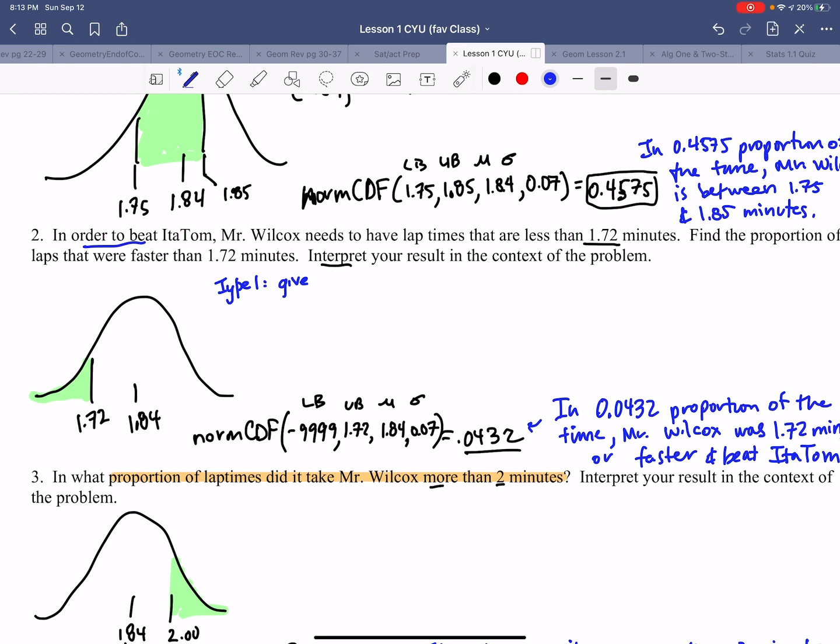They give me the value, right? The value they gave me was 1.72, and I need to come up with a percent or a proportion. All right, so that's exactly what we came up with. So in a type 1, we're just going to make a little z-score, right? So the actual minus the predicted over the standard deviation.